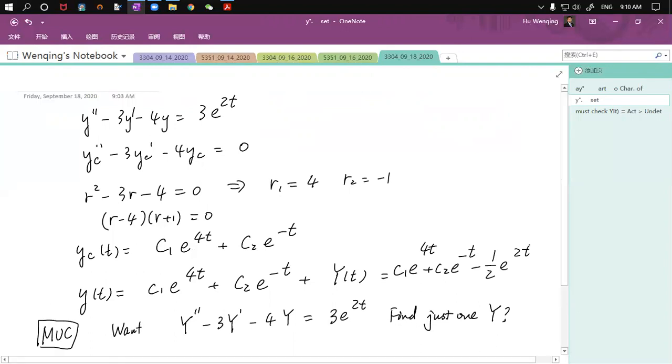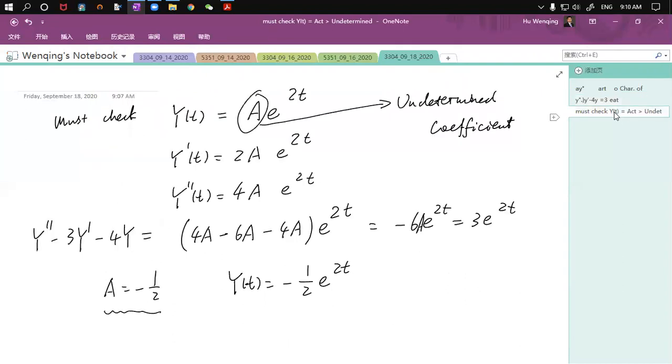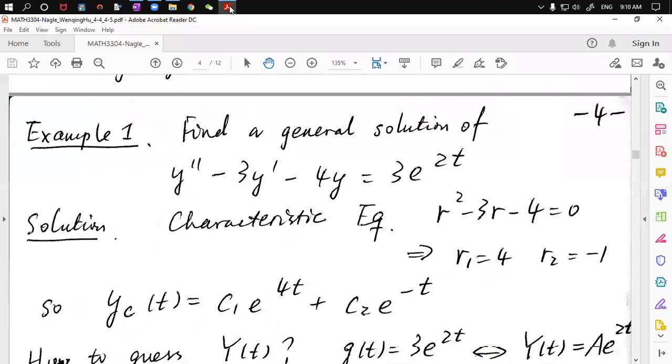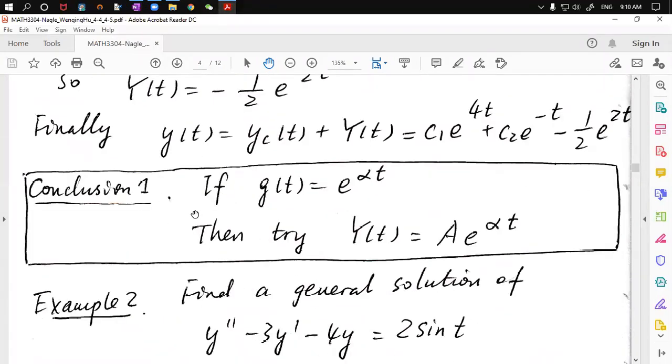And your goal is to find those undetermined coefficients by plugging the solution back into the equation. Is it good for everybody? Okay, so that's a very simple method that we can summarize in this idea here. If the right-hand side is e to the power alpha t, then you should try e to the power alpha t, but with some constant that you never know. And you will find it by plugging this solution back into the non-homogeneous equation. Is it good for everybody?